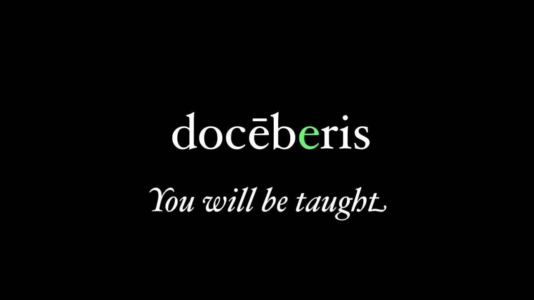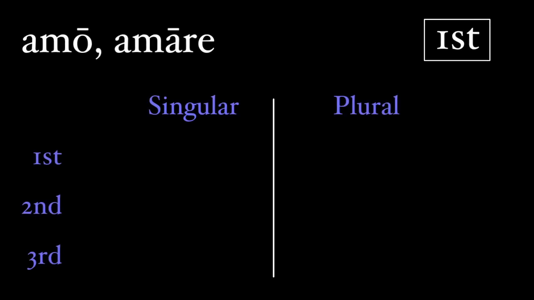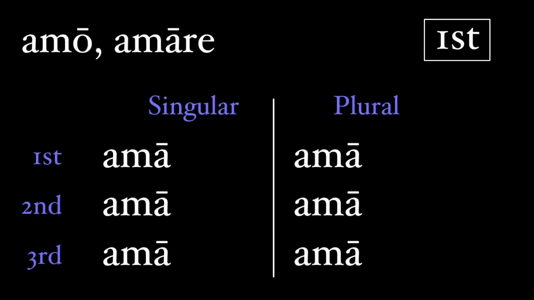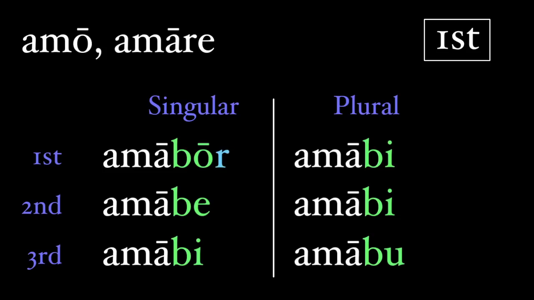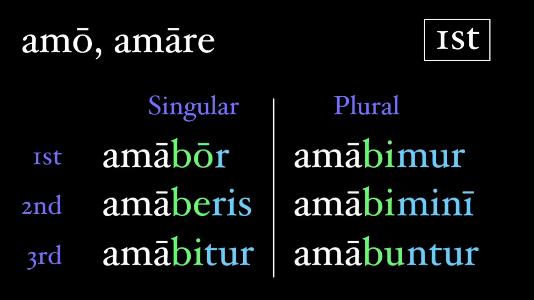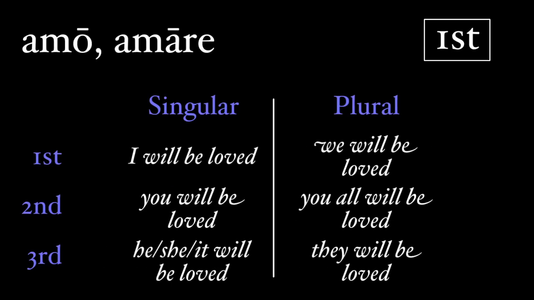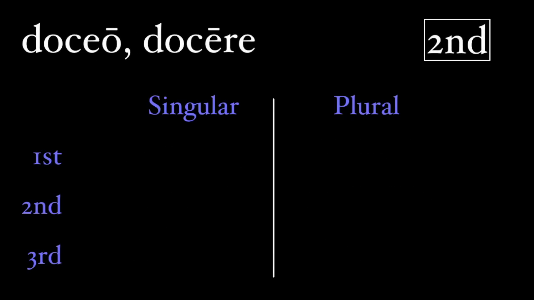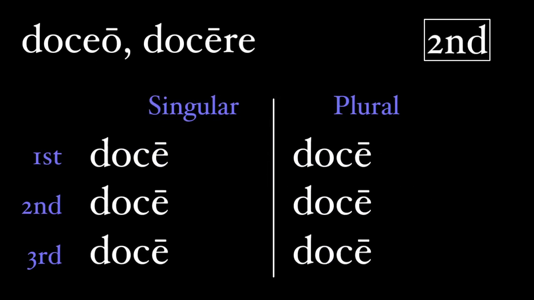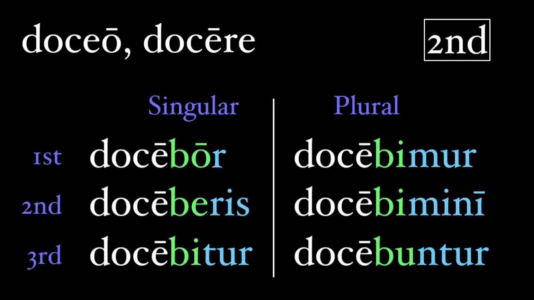So let's conjugate each of these verbs. For the first conjugation verb amo, our present stem is ama, and then we add the bo, bi, bi, bi, bi, bu, and then the r, ris, tur, mur, mini, ntur. And there we have it. Amabor, amaberis, amabitur, amabimur, amabimini, amabuntur. And our translations: I will be loved, you will be loved, he, she, it will be loved, we will be loved, you all will be loved, and they will be loved. The second conjugation verb doceo goes likewise. We have doce, and then the infix, and then the endings.